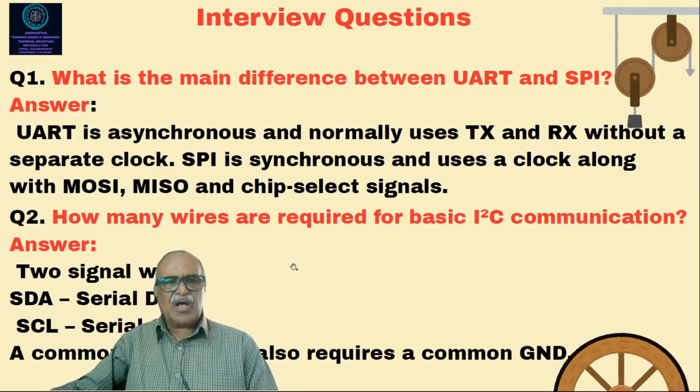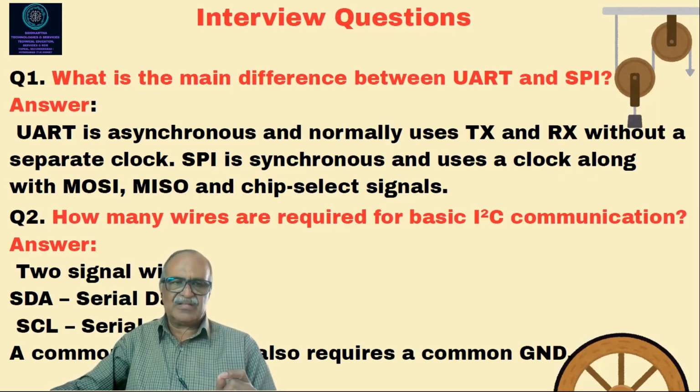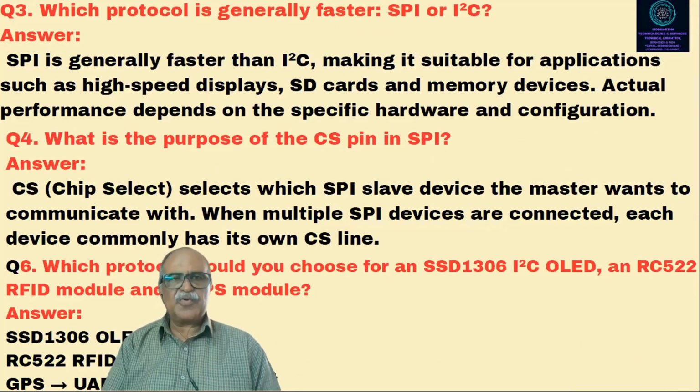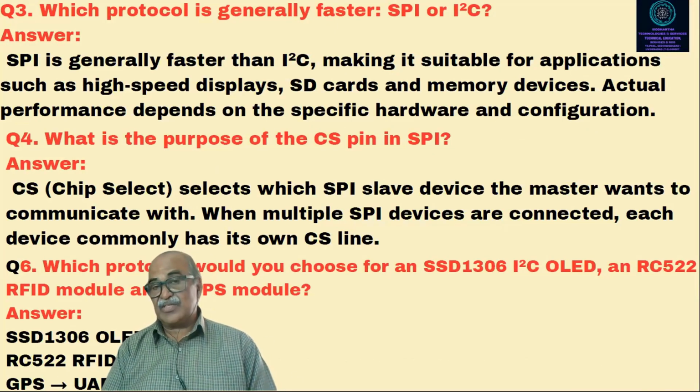Let's go to question number 2. How many wires are required for basic I²C communication? Two signal wires, that is SDA and SCL, serial data and serial clock. That is the answer. A common connection also requires a common ground. This is also very important. Both the SDA and SCL ground should be common.